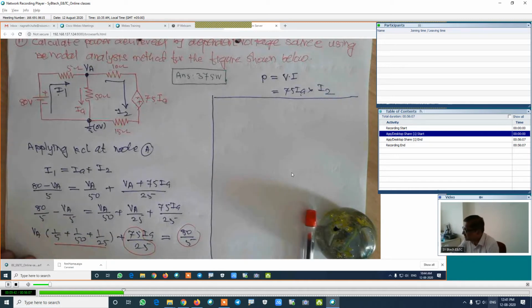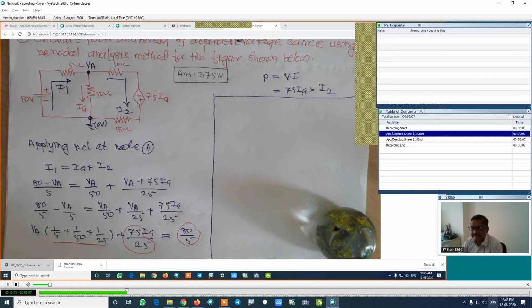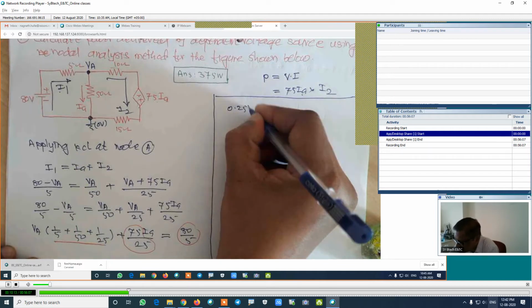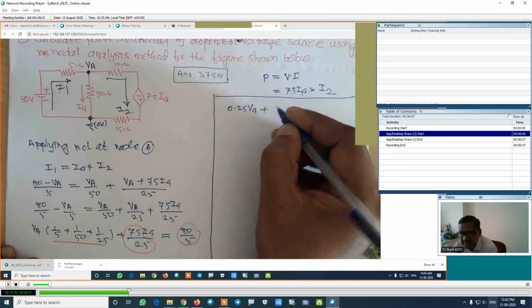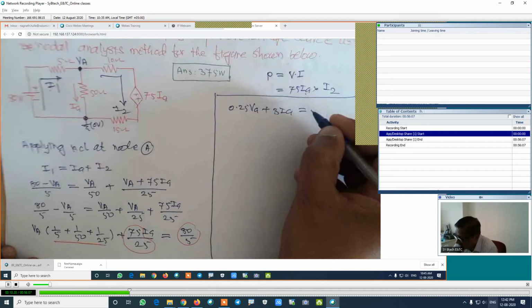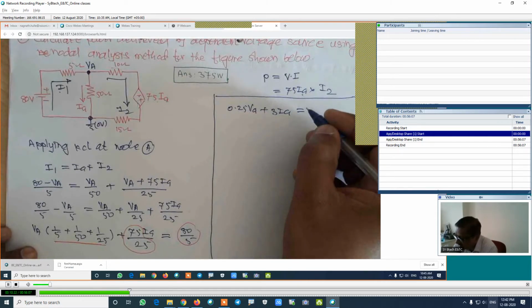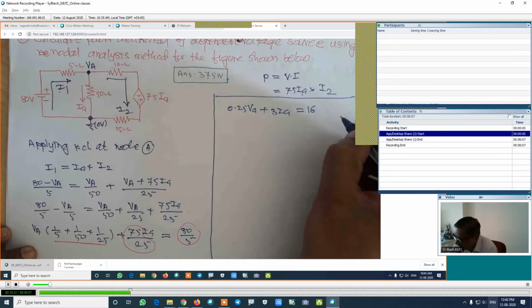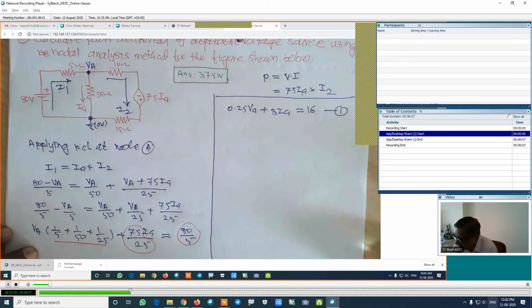Calculate this value and please tell me the answers. I am waiting for your answers. Yes, Rishikesh. Sir, 0.25 VA plus 3 IA, 0.25 VA plus 3 IA, 3 into IA is equal to 16. This is equation number 1.